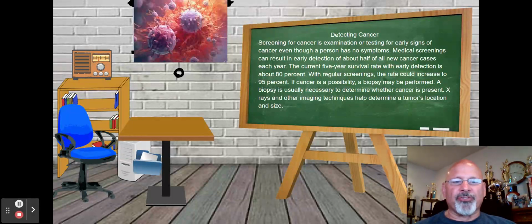Screening for cancer is the examination or testing for early signs of cancer, even though a person may have no symptoms. Medical screenings can result in early detection of about half of all new cancer cases each year. The current 5-year survival rate with early detection is about 80%. With regular screenings, the rate could increase to 95%. If cancer is a possibility, a biopsy may be performed. A biopsy is usually necessary to determine whether cancer is present. X rays and other imaging techniques help determine a tumor's location and size.